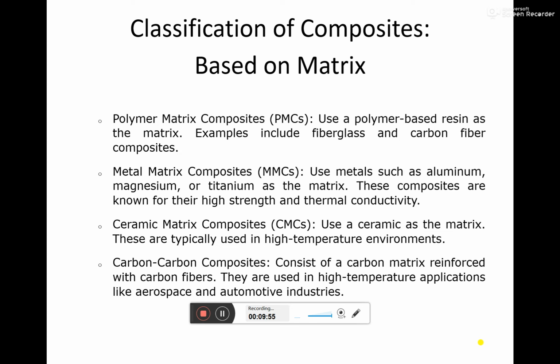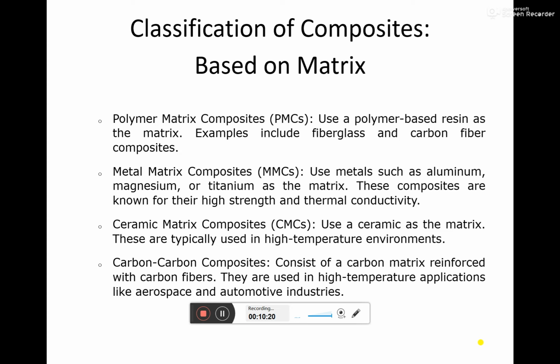Another type is the metal matrix composites, where we use different metals like aluminum, magnesium, and titanium as the matrix material. Based on the requirement, we can choose different types of metals. If you are using metals as the matrix material, then the composites are known as metal matrix composites. The next composite is the ceramic matrix composite.